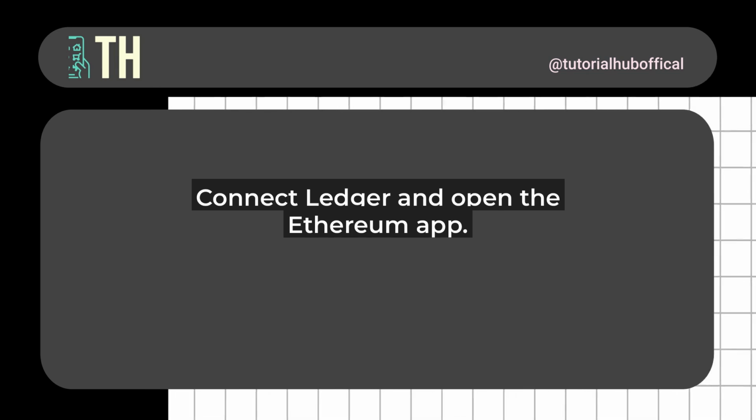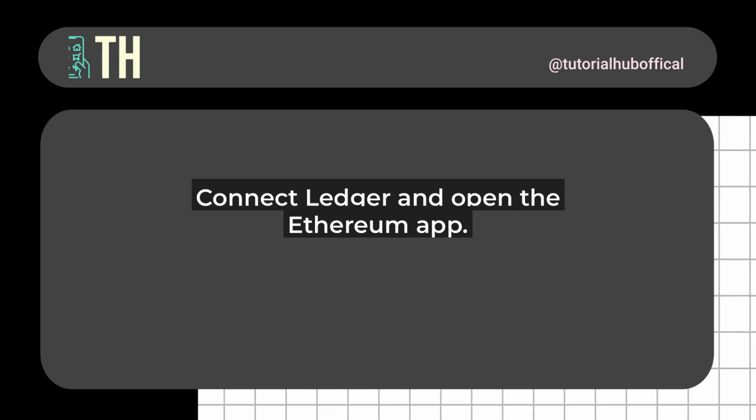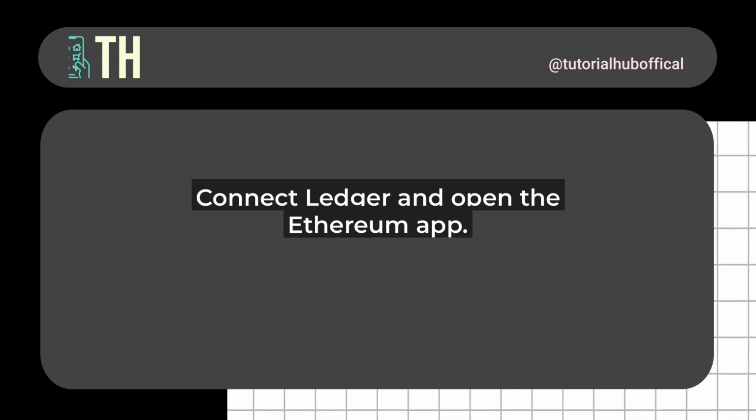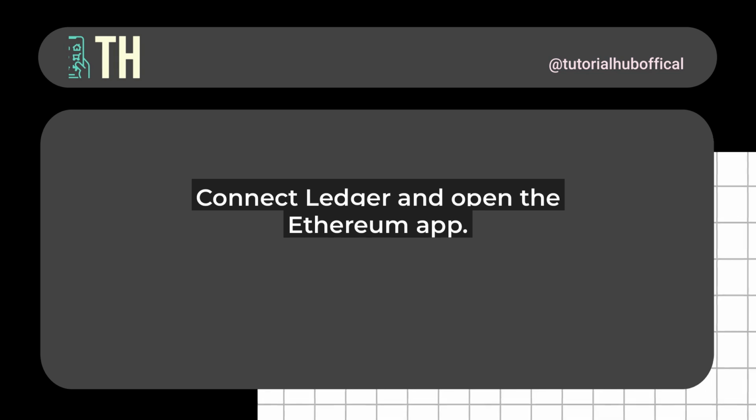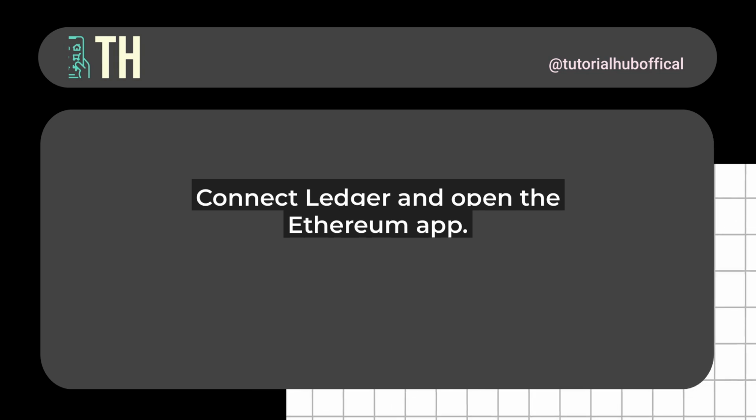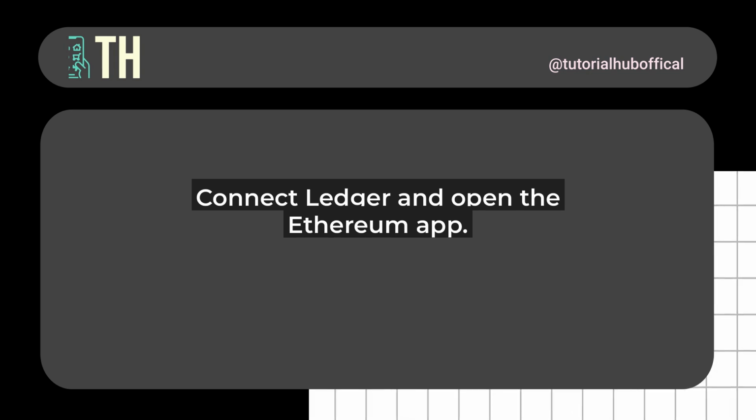Step 1. Connect your Ledger Nano X to your computer using the USB cable and open the Ledger Live app. Unlock your device with your PIN and navigate to the Ethereum app. This will generate your receiving address. Write it down or keep it on screen.